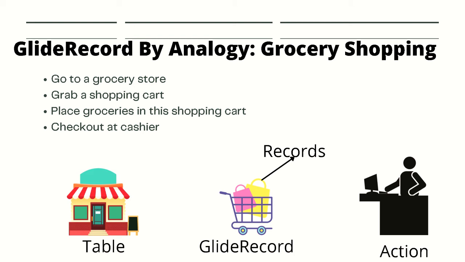Finally, it's time to check out at the cashier's counter. This last step can be thought of as performing some kind of action on the record. So at the cashier counter, whatever groceries you checked out, you get a bill generated from those particular items. So this last step can be thought of as performing some kind of action on the record, whether displaying, updating, deleting, or even creating new records in some different table or in the same table also.